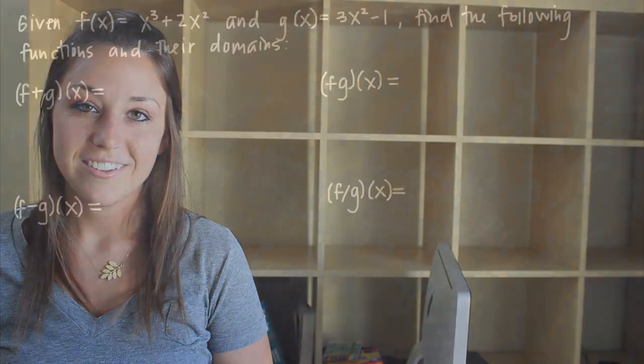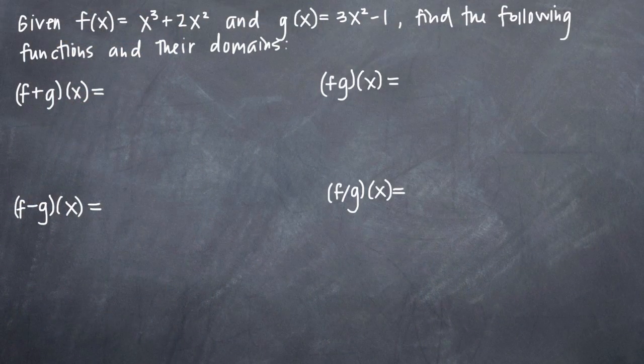Let's take a look. In this particular problem, we've been given the two functions f of x equals x cubed plus 2x squared and g of x equals 3x squared minus 1, and asked to find the following four functions and their domains. So as you can see, we're going to be finding f plus g, f minus g, f times g, and f divided by g. And we're just talking here about combinations of functions. These are different combinations of f and g.